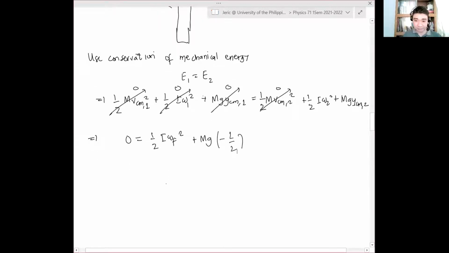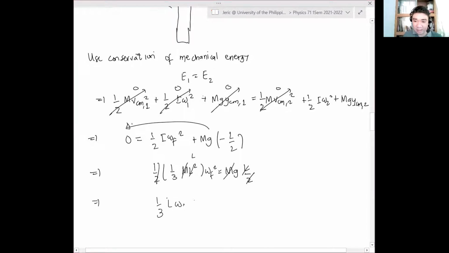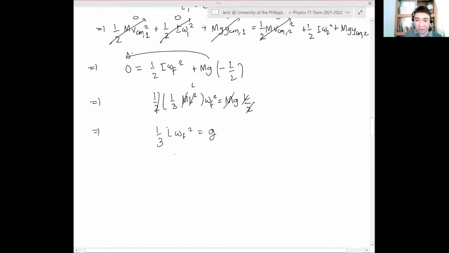Okay? And hence, I know that this is simply 1/3 capital mL squared. Ilipat ko na sa kabila. So this is just equal to mg L over 2. So the 1/2 will cancel, the m will cancel, so it's independent of the mass of the object. The L, I have an L here. So this gives me 1/3 L omega f squared equals g. And therefore omega f is simply square root of 3g over L.